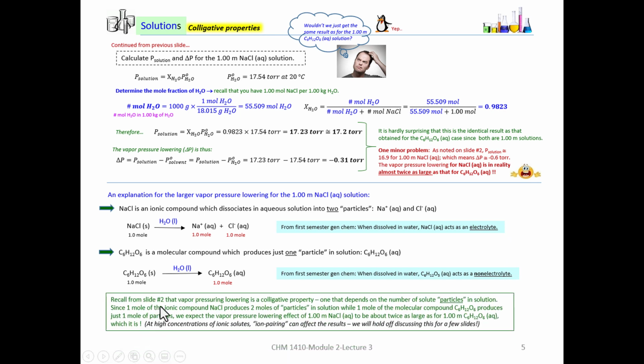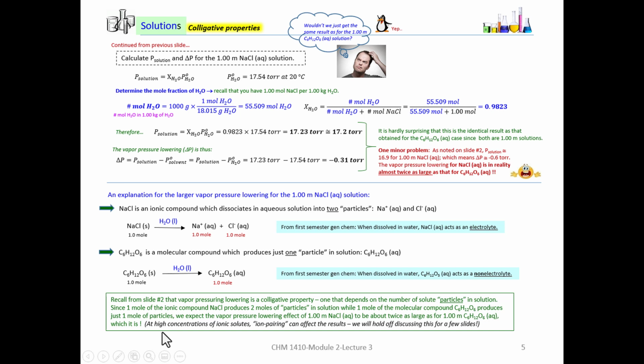So if you recall from slide number 2 that the vapor pressure lowering is a colligative property, one that depends on the number of solute particles in solution, it makes sense that 1 mole of the ionic compound sodium chloride, which produces 2 moles of particles in solution, would have double the effect on these colligative properties than 1 mole of glucose, which just produces 1 mole of particles.